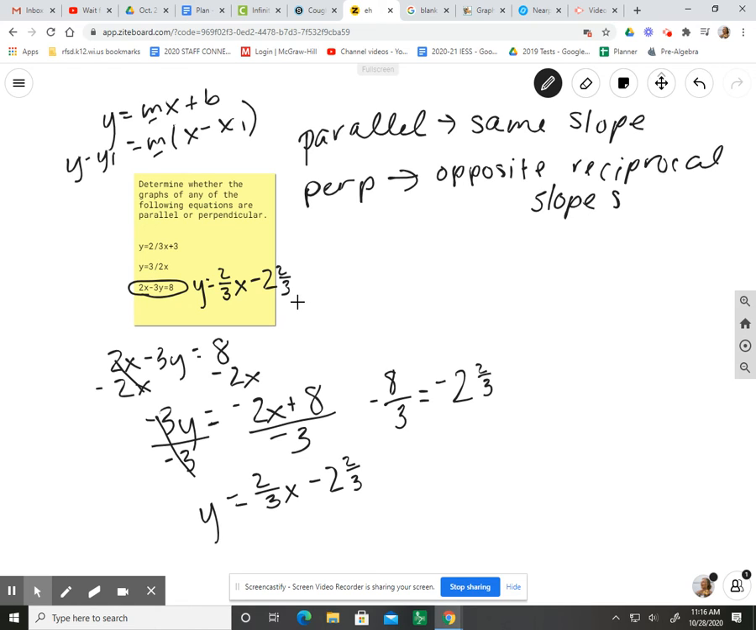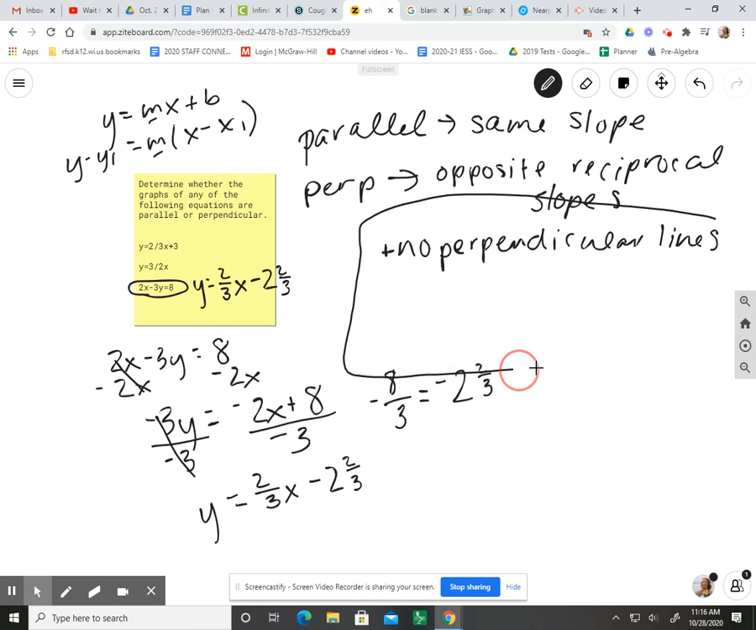So let's look at these. Are any of them perpendicular? Do we have any opposite reciprocals? I see some reciprocals, right? 2 over 3, 3 over 2, 2 over 3. But I don't see any opposites, right? There's no negatives. So there are no perpendicular lines that we can see. Okay? This is where I'm going to write my answer. Sorry, I should have specified that. Okay, so no perpendicular lines.